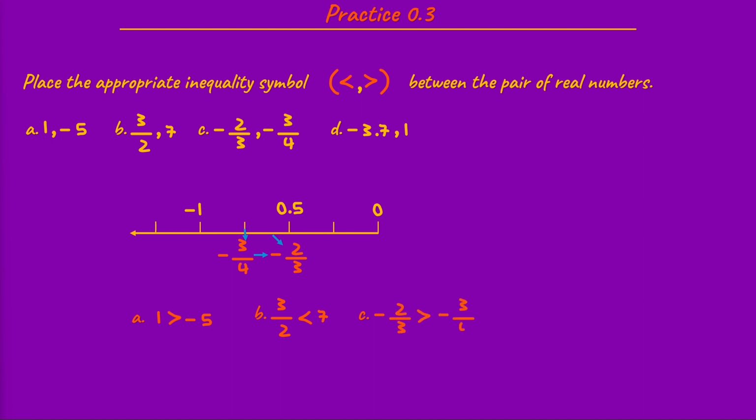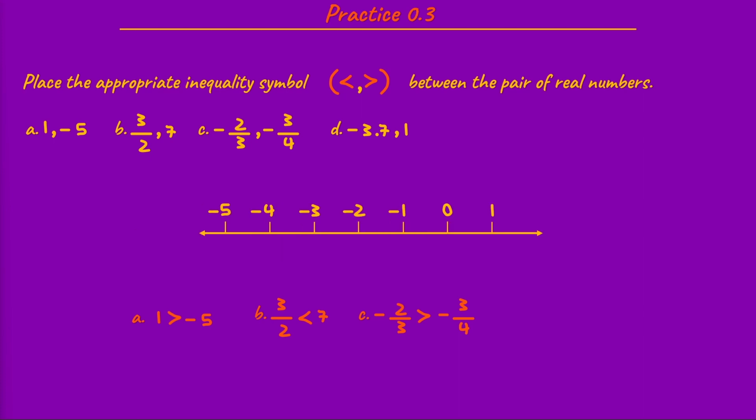The last pair of numbers, we have negative 3.7 and 1, and we can plot negative 3.7 at this point, and we can see that negative 3.7 is to the left of number 1, or number 1 is to the right of negative 3.7. So we can say that negative 3.7 is less than number 1. Let's move to practice 0.4.